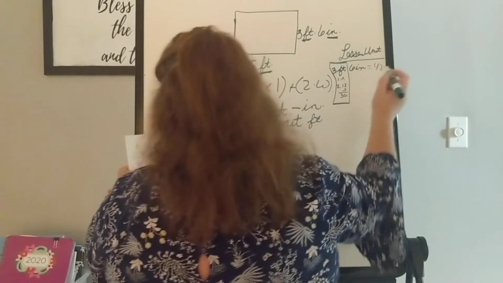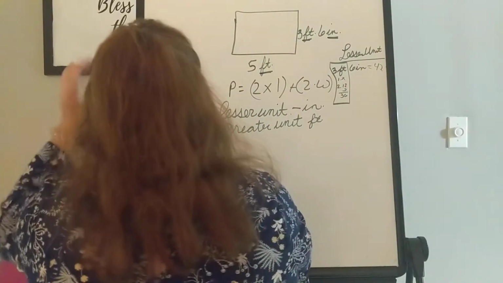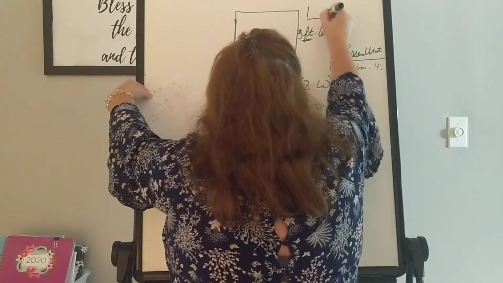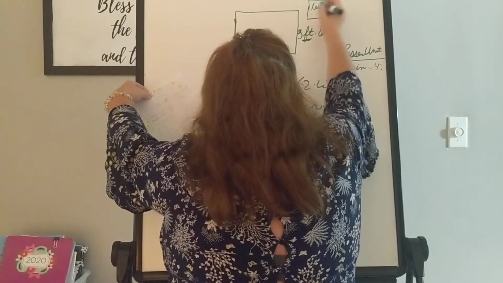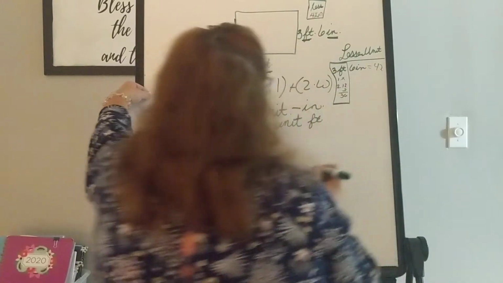Okay, so up here, I'm going to go to my box, and I'm going to make a box up here by my rectangle, and I'm going to write lesser. So my lesser measurement would be 42 inches.